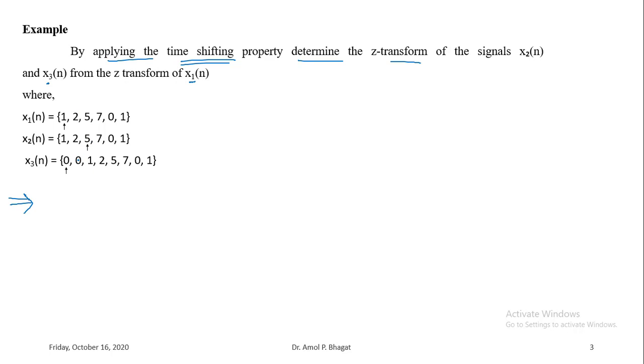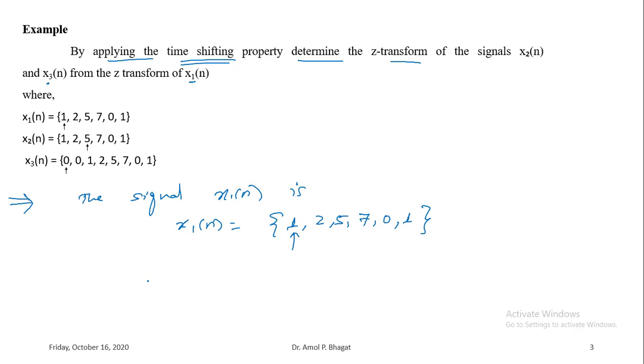We have already seen that we can directly identify the Z transform of these signals, okay, by using the Z transform formula. But here we have to apply the time shifting property to determine the Z transform of x2 of n and x3 of n from the Z transform of x1 of n. Okay, so the discrete time signal x1 of n is given as x1 of n is equal to 1, 2, 5, 7, 0, 1, right, with origin at 1.